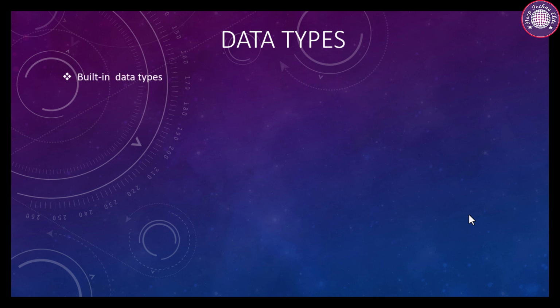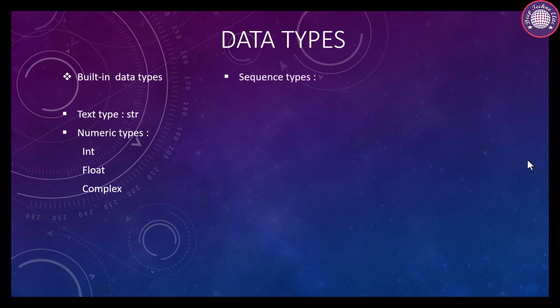Let's explore them. Text type, that is string, used for storing text data, just like hello world. Next is numeric type, that is int, to store integers like 10, -5 or 0, float for floating point numbers like 3.14 or -2.5, and complex for complex numbers, that is, numbers with real and imaginary parts.